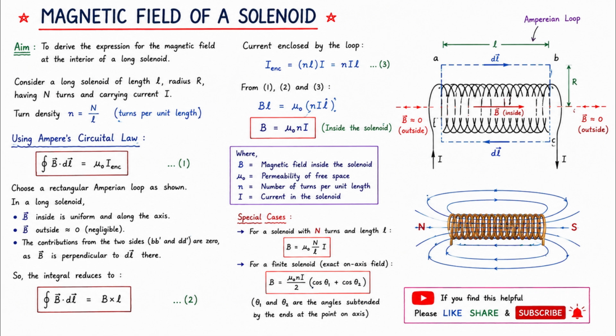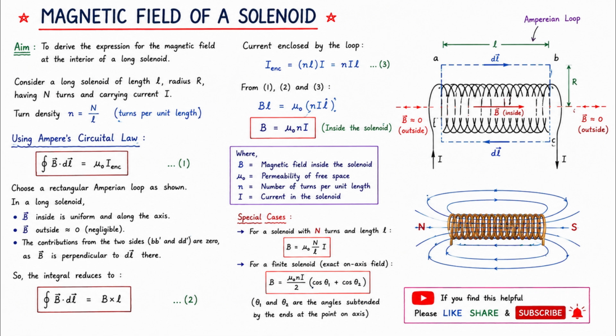Step 4, substitute into Ampere's law. From Ampere's law, substituting gives BL equals μ0 I_enc equals μ0 nLI. Dividing both sides by L, since n equals N/L, B equals μ0 nI.